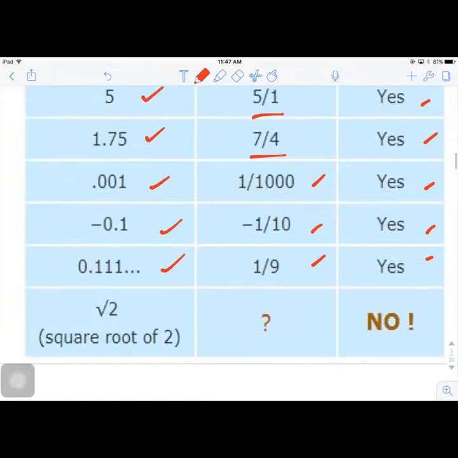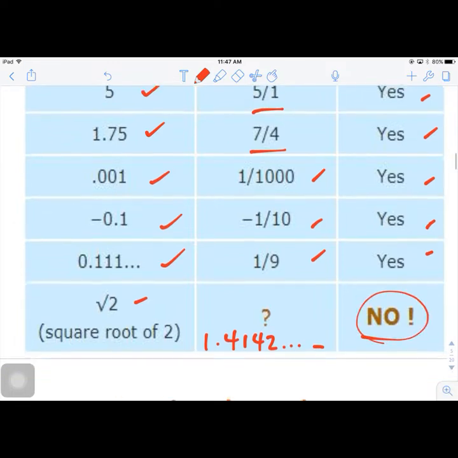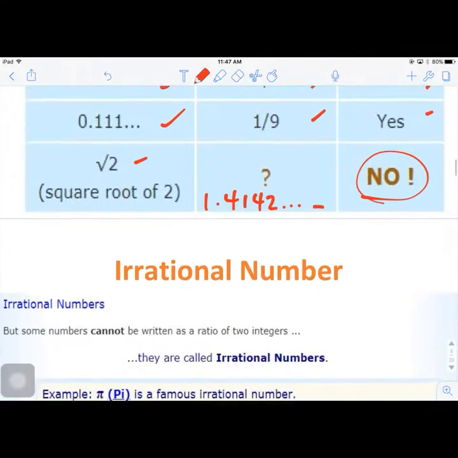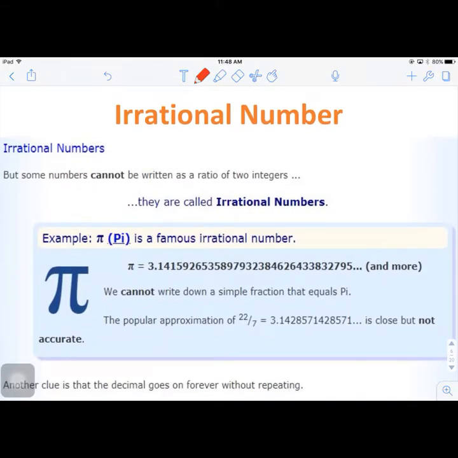But if you take a look at the last one here, radical 2, if you take the square root of 2, it is a never-ending decimal, 1.4142, and so on and so forth. It is never ending, so therefore we cannot express that as a fraction. So this is not a rational number, and in fact any radical is considered an irrational number. So here's the definition of an irrational number: numbers that cannot be expressed as the ratio of two numbers are considered irrational.